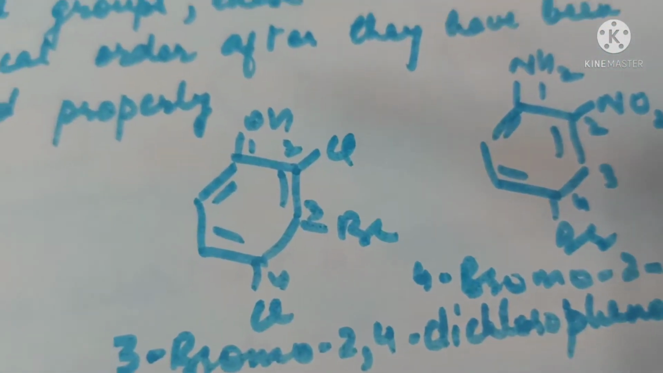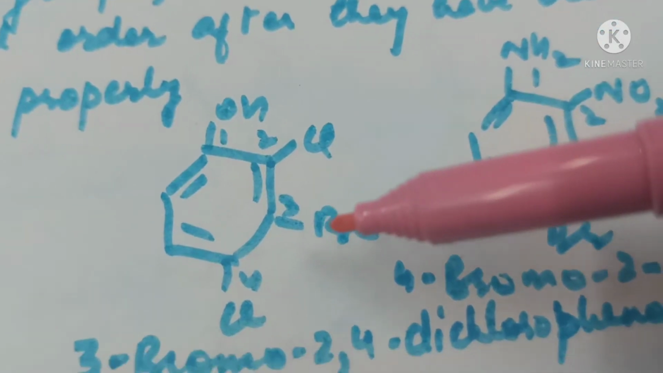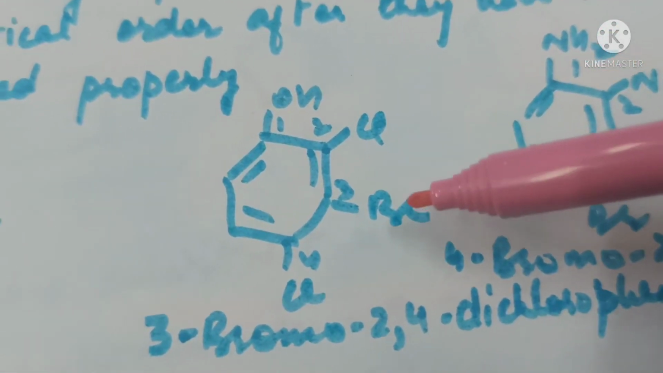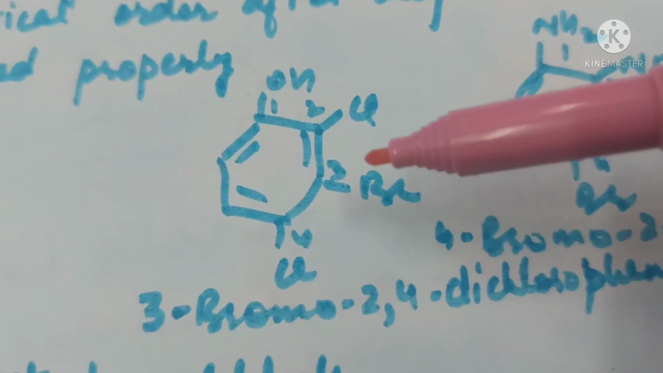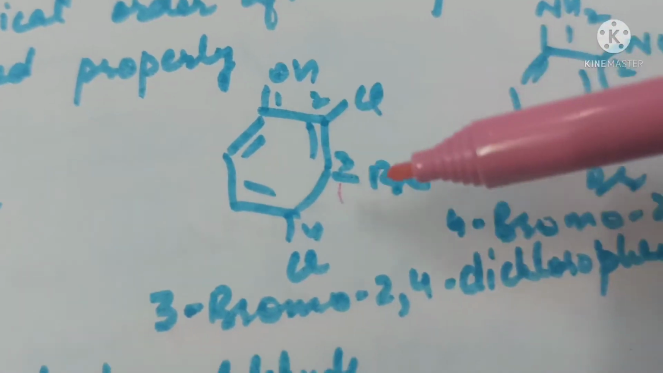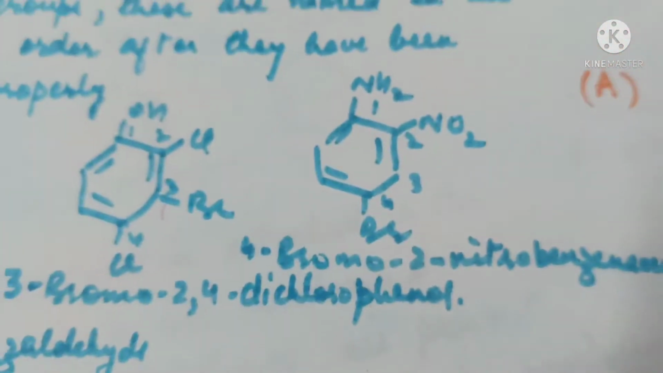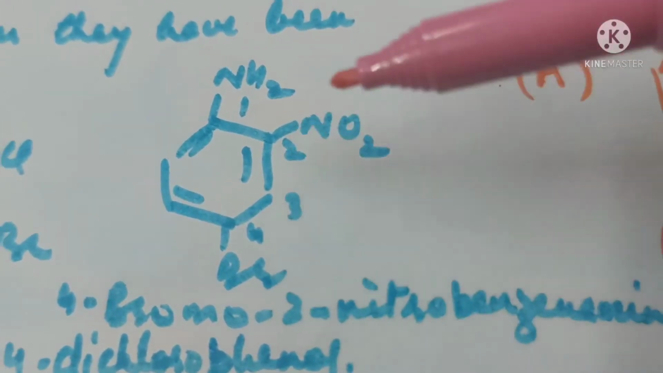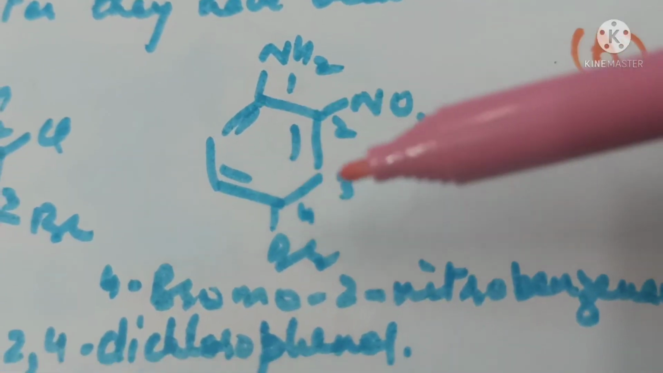Similarly, here the functional group is OH and bromo starts with the alphabet B. So bromo will come first and the name will be 3-bromo-2,4-dichlorophenol. Similarly, in this compound, the name will be 4-bromo-2-nitrobenzeneamine.